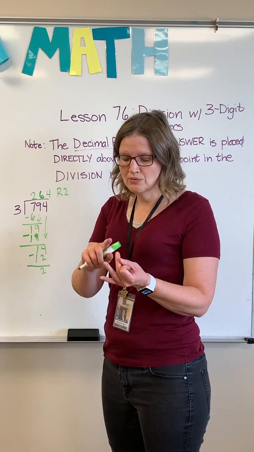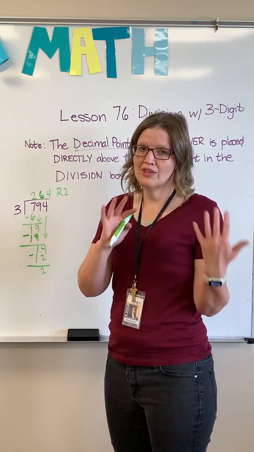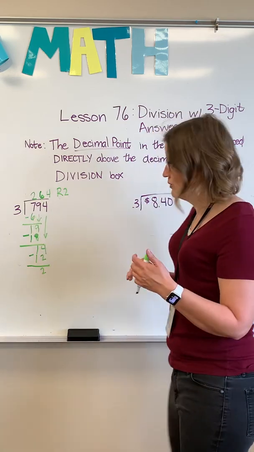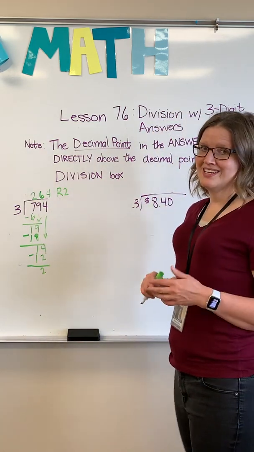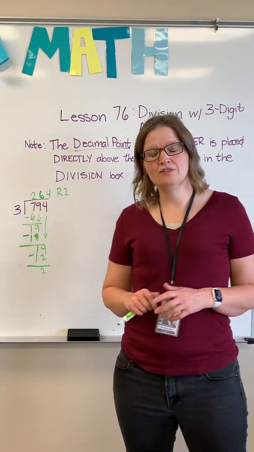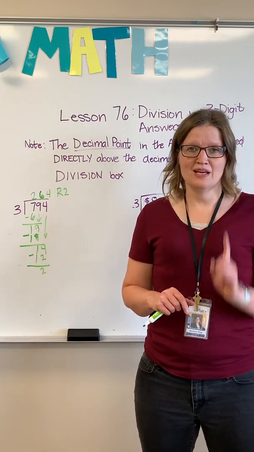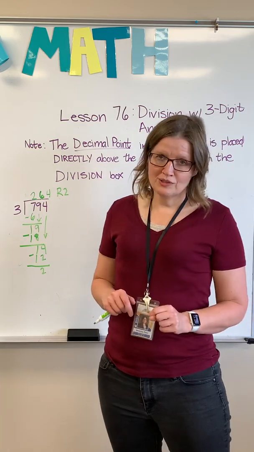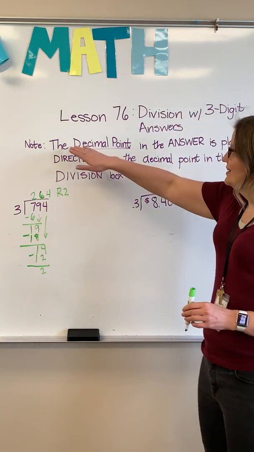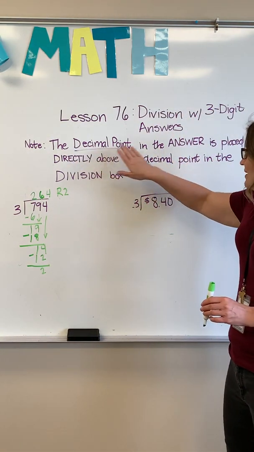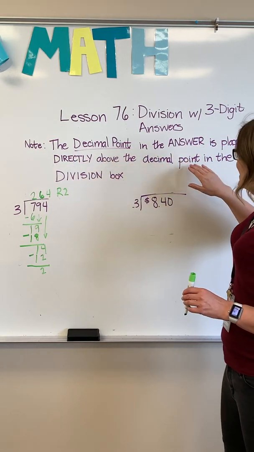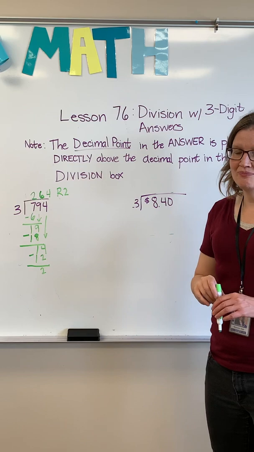Remember, don't forget to check. And we could check this, but we're moving on to our next one. Our next piece is, what do we do when we are dividing with a decimal number? Please include this in your notes. The decimal point in the answer is placed directly above the decimal point in the division box.